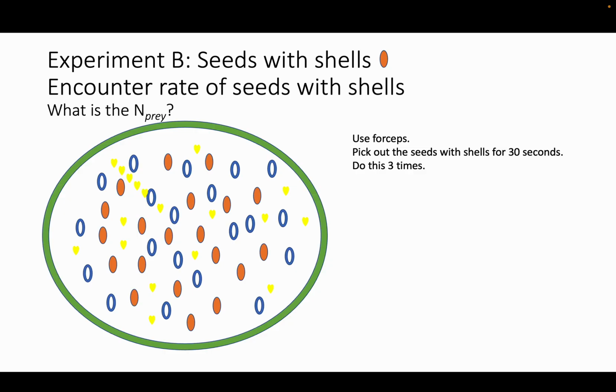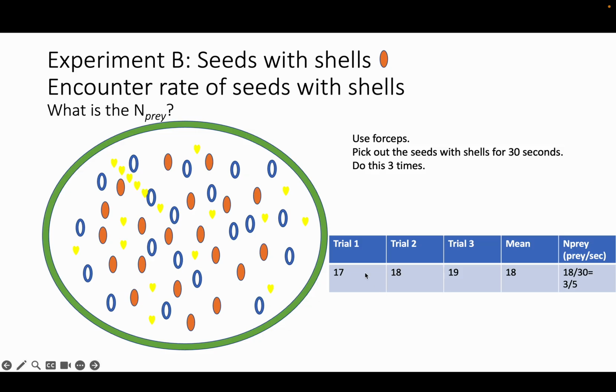We're going to do the same thing, but this time we're going after the seeds with the shells. So these are going to be prey animals that are harder to kill. So we were given 30 seconds to hunt to find these animals, and we got the same number as the first time. So again, it reduces down to 18 divided by 30. This reduces down to 3/5. As a reminder, what this means is that for every 5 seconds, we were able to encounter three prey items.